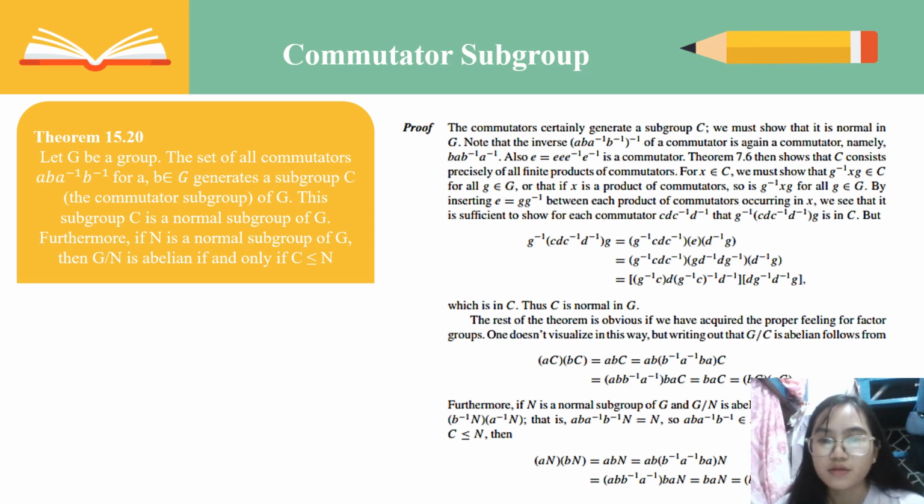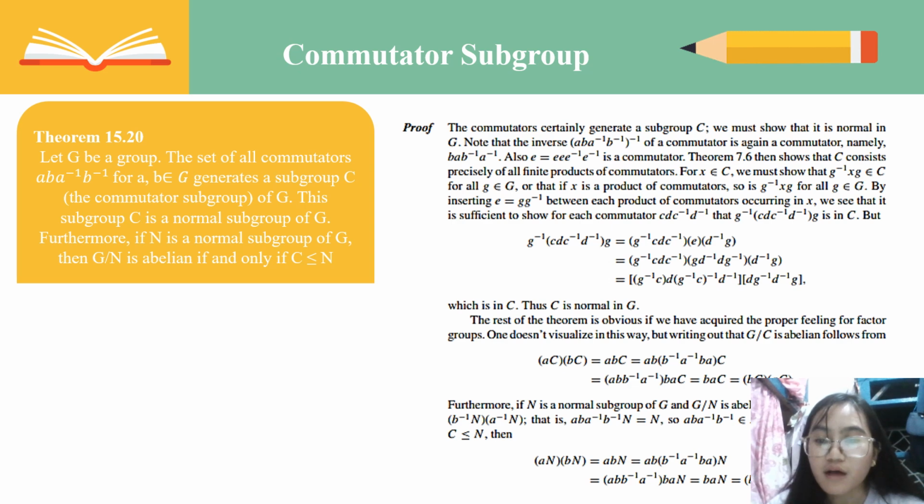To prove this, we have g⁻¹cdc⁻¹d⁻¹g equal to g⁻¹cdc⁻¹ multiplied by e and multiplied by d⁻¹g, which equals g⁻¹cdc⁻¹g multiplied by g⁻¹d⁻¹g, which implies (g⁻¹cg)(g⁻¹dg)(g⁻¹c⁻¹g)(g⁻¹d⁻¹g), which is in C. So C is normal in G.